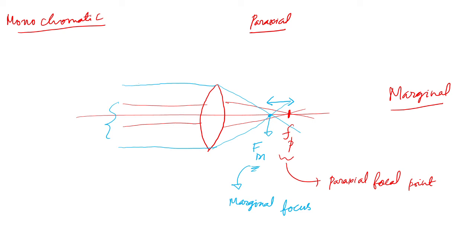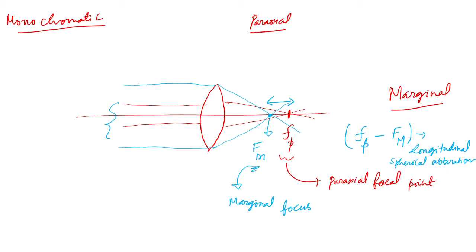So I can define the difference between FP minus FM as what we call longitudinal spherical aberration. So in other words, longitudinal spherical aberration arises even for monochromatic radiation because the marginal rays do not focus at the same point as the paraxial rays, right?